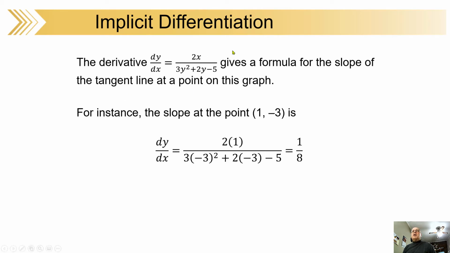All you need to do is take that point, which is (1, -3) in this case, put the 1 in where the x's are, put the -3 in where the y's are, and then do the calculations. Your slope is 1/8. Done.